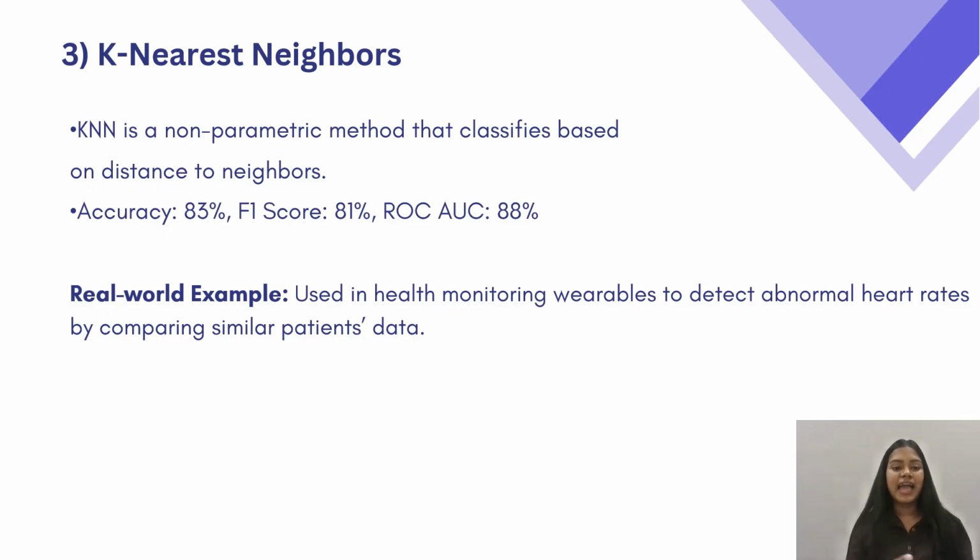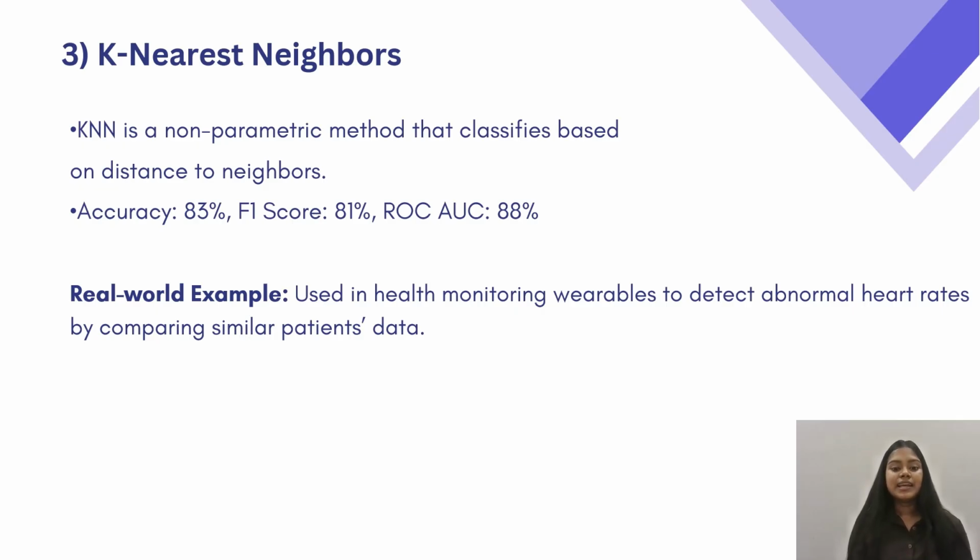And the third one we have is K nearest neighbors. KNN is a simple yet effective method. It looks at similar patient cases. It has an accuracy of 83%. Here also we are taking one real world example: health wearables like smartwatches use KNN-like approaches to flag abnormal heart rates by comparing your data with similar users.